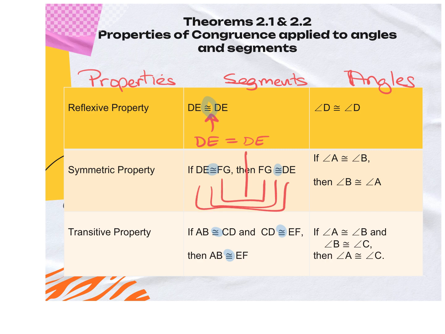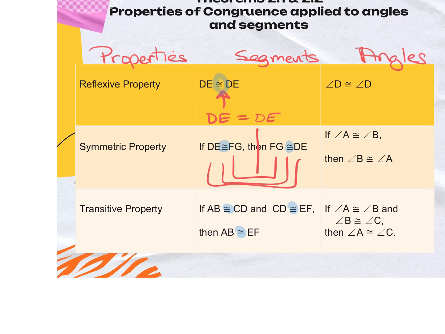And then the same thing for your transitive, sort of like the syllogism. This DE, AB congruent to CD, and CD congruent to EF, the CDs cancel, and then you can conclude that AB is also congruent to EF. And again, it applies to the angles as well.